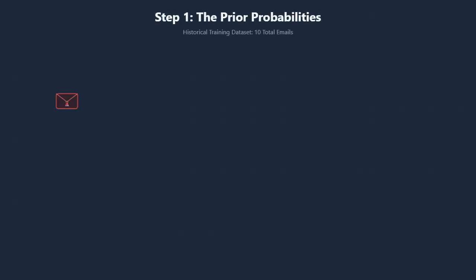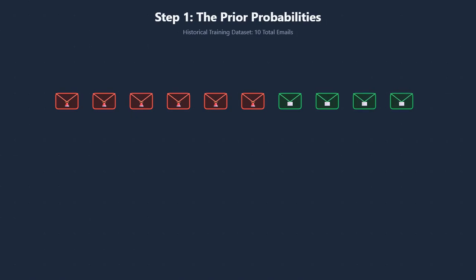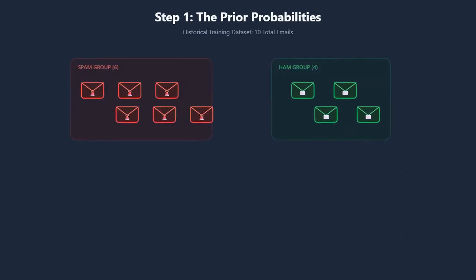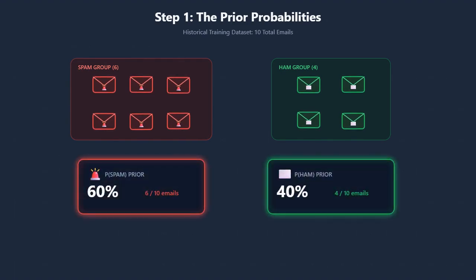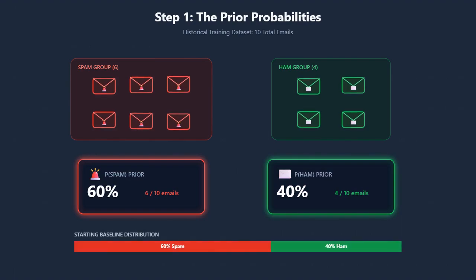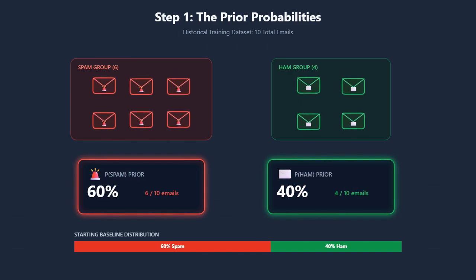The final output of our calculation is the posterior probability, P of class given features. This is our updated belief after combining our prior knowledge with the new evidence. For a new incoming email, we calculate the posterior probability of it being spam and the posterior probability of it being ham. Whichever class has the higher posterior probability is the winner, and that is the label our classifier assigns to the email. This elegant combination of prior history and current evidence is what makes naive Bayes so robust.